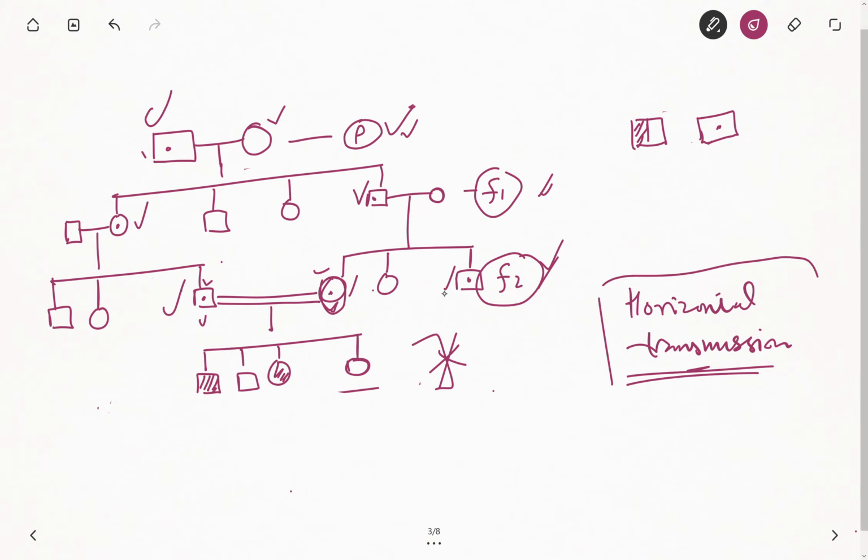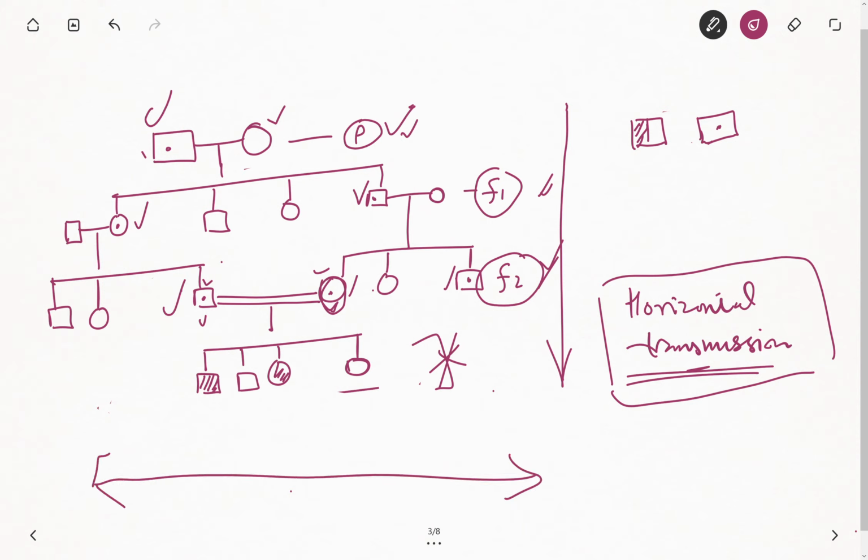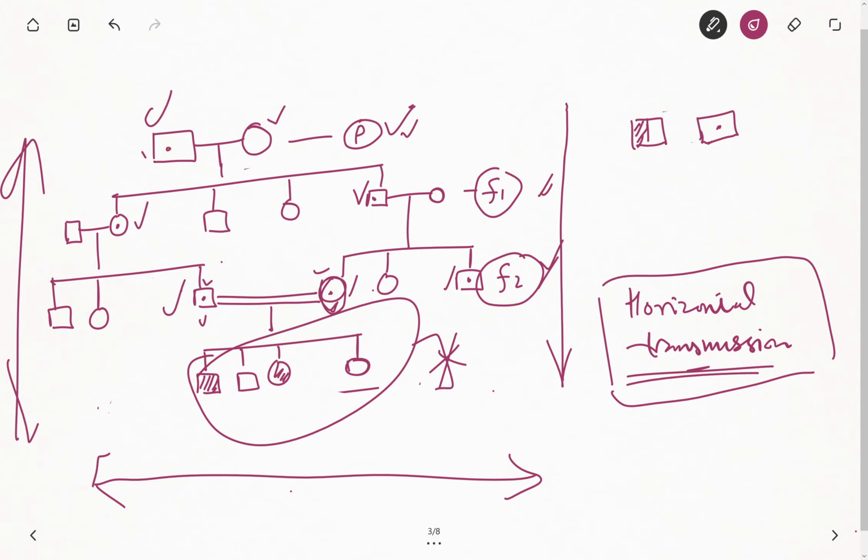So here we see the phenomenon of horizontal transmission. In an autosomal dominant condition, we saw that every generation had an affected individual, so it was transmitted downward in a vertical pattern. But here you see more of a horizontal pattern. What does it mean? It means that there are affected individuals in the same generation, and there are no individuals affected vertically. So we call it horizontal transmission.